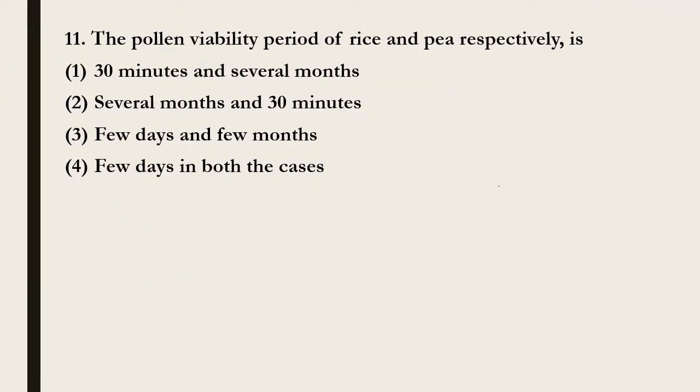Question number 11. The pollen viability period of rice and pea respectively is: option 1, 30 minutes and several months; 2, several months and 30 minutes; 3, few days and few months; 4, few days in both the cases. Pollen viability means the period for which the pollen grain can survive. In rice, the pollen viability is 30 minutes.